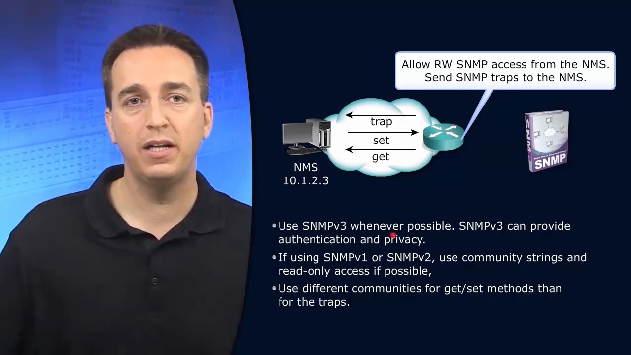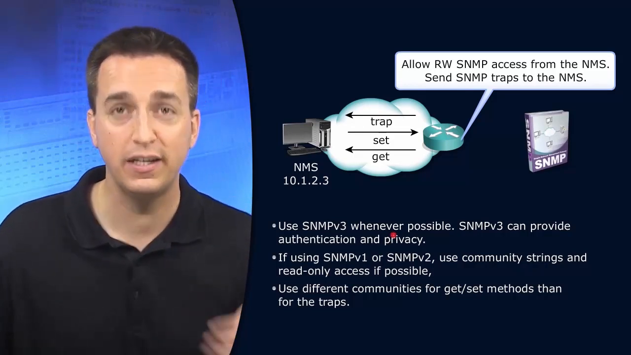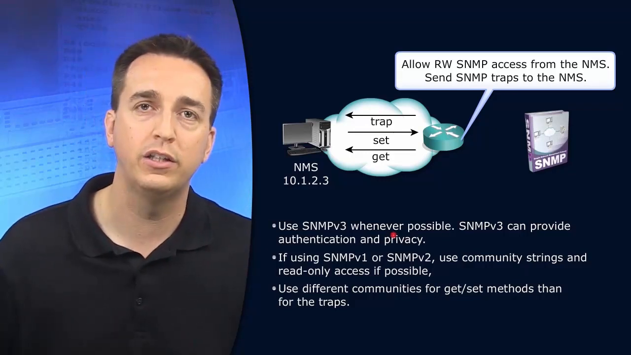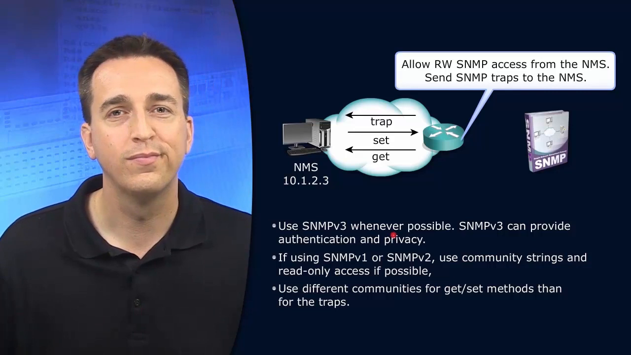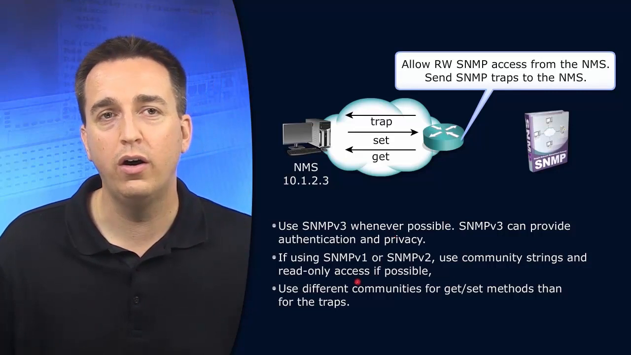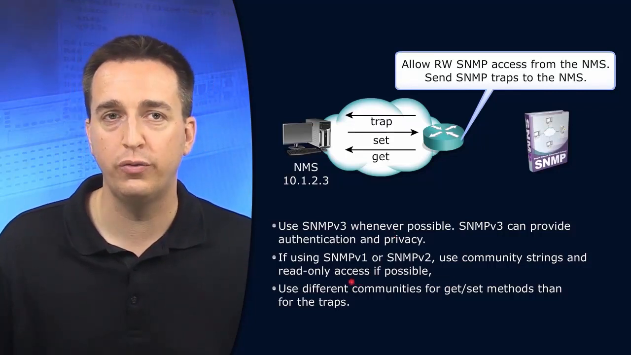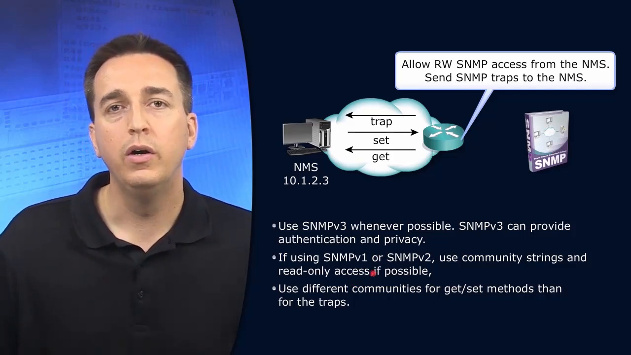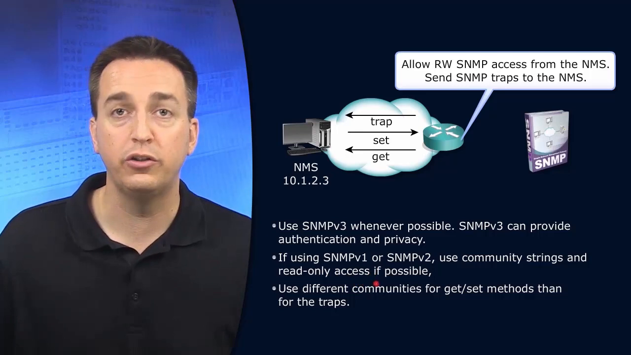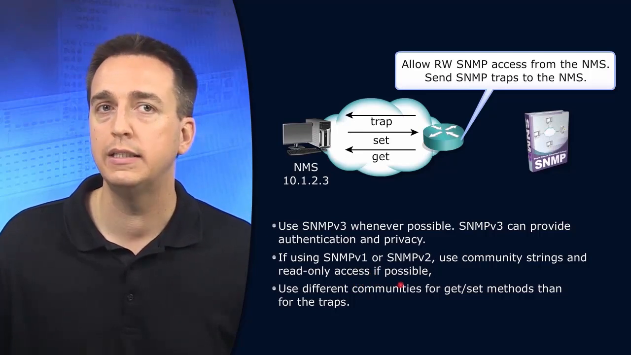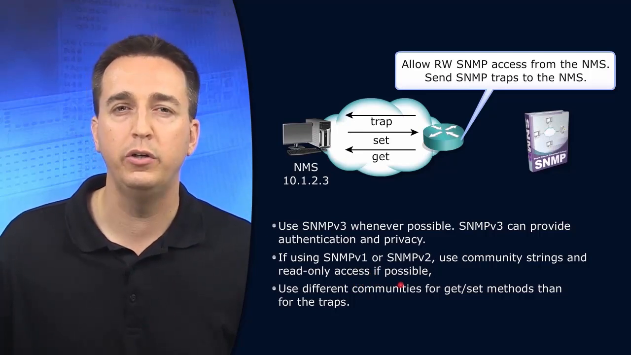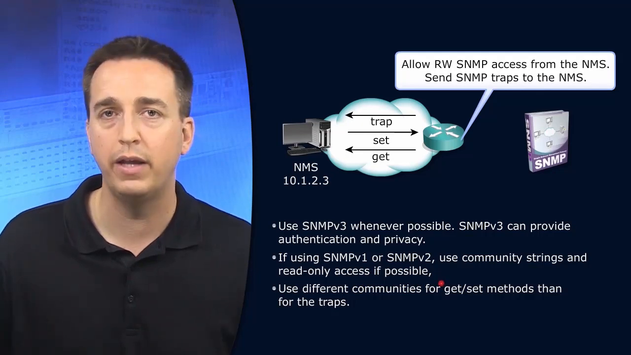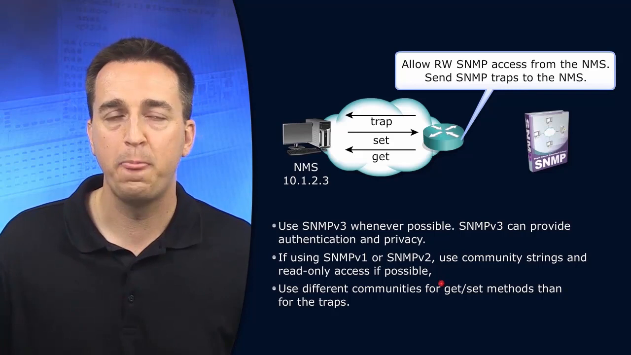So even though SNMP version 3 is more secure than SNMP version 2 or version 1, it's still up to you to deploy it in a very secure fashion. In addition, if you are not using SNMP version 3, you're using SNMP version 2 as an example, when you implement community strings, you should really consider using different community strings for your get methods, your set methods, and your traps.